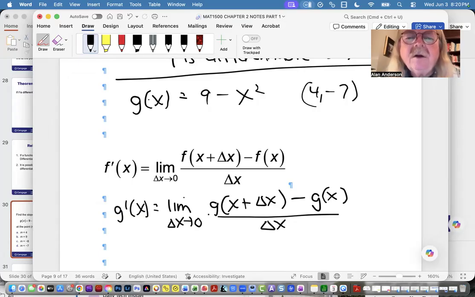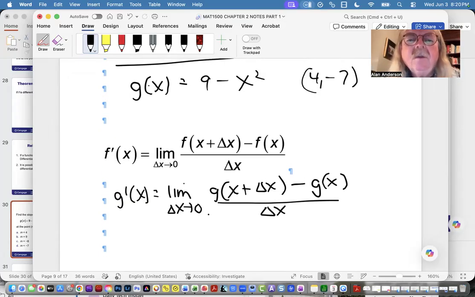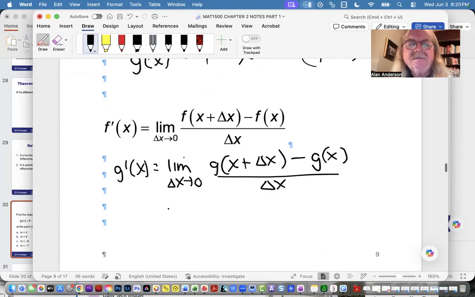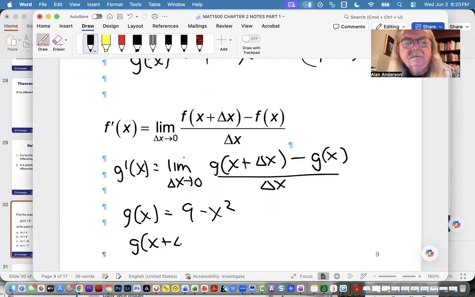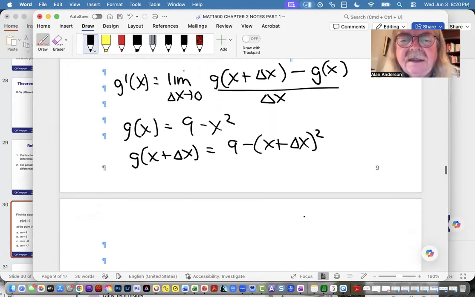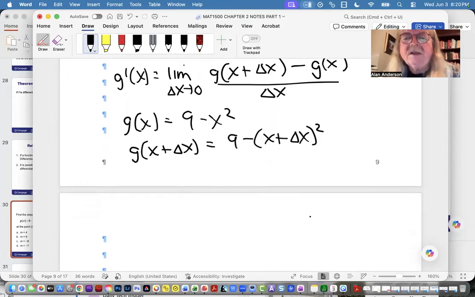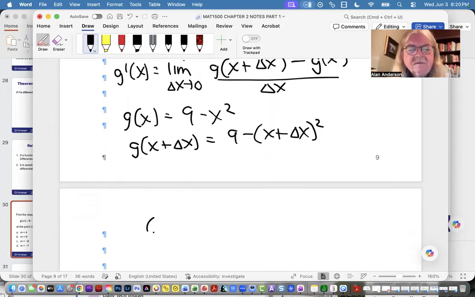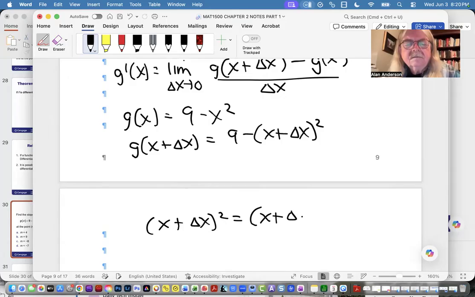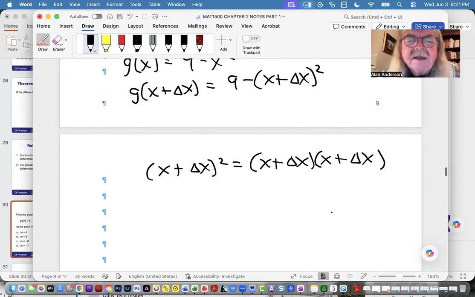All right, so now we already know what g of x is. That's 9 minus x squared. What do we do about that g of x plus delta x? Again, we had this earlier, but let's run through it one more time. You can figure this one out with FOIL, and let's do that right now.